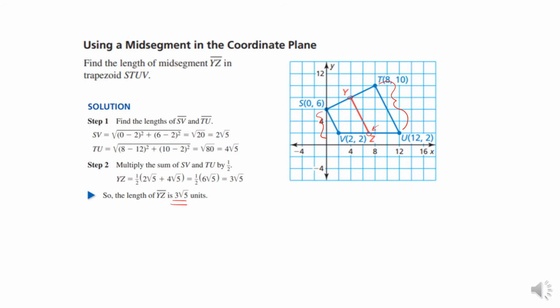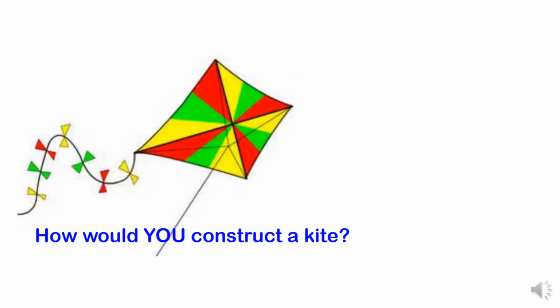So if you want to press pause and look at that and see how they did that, it's kind of cool. So remember, if you have this and multiply by half, you only multiply the outer term, the coefficient of the radical. Okay. Now we're going to talk about kites.